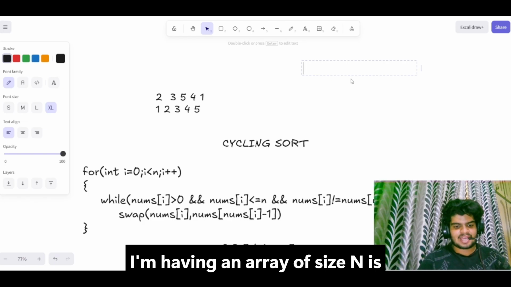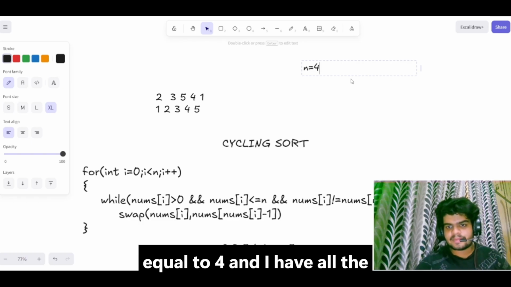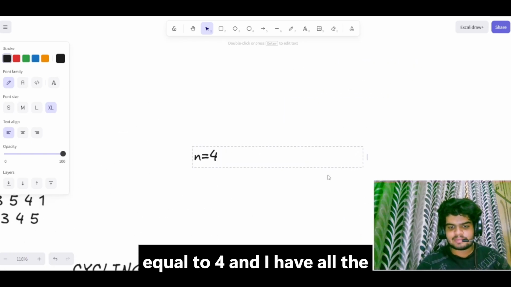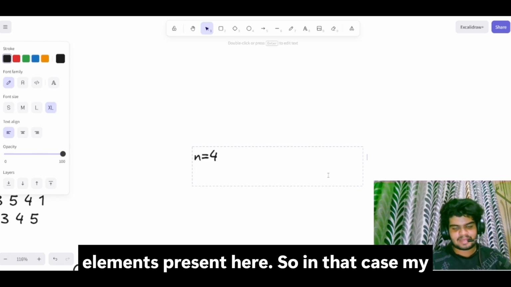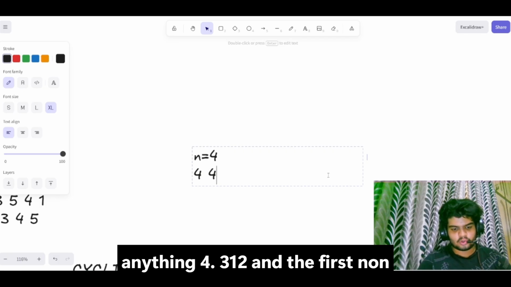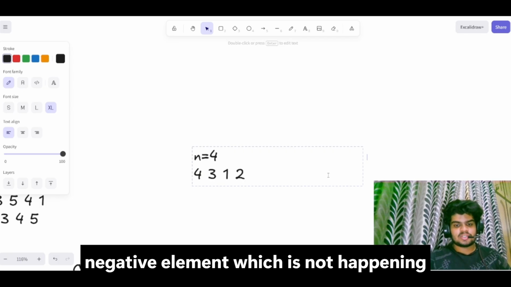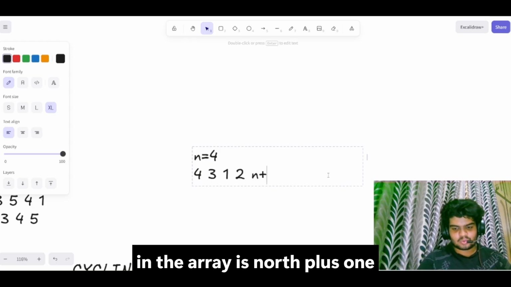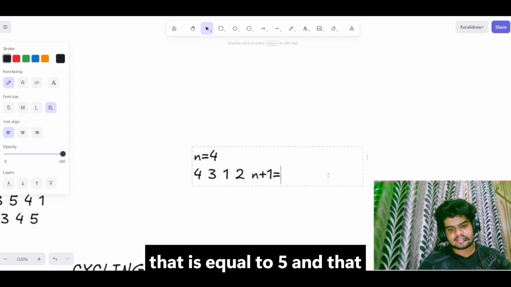So suppose I'm having an array of size n equal to 4, and I have all the elements present. In that case, my array will look like 4, 2, 3, 1, or 4, 3, 1, 2, and the first positive element which is not in the array is n plus 1, that is equal to 5, and that is our answer.